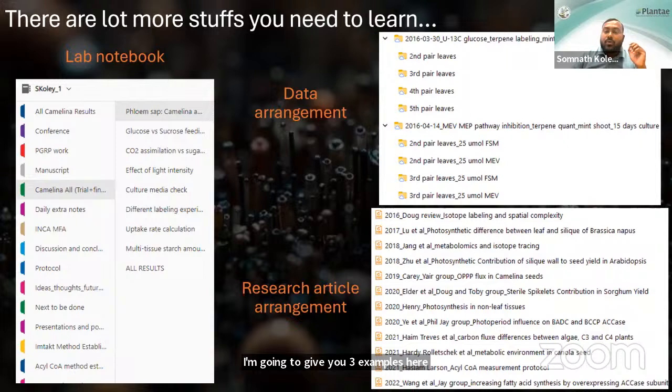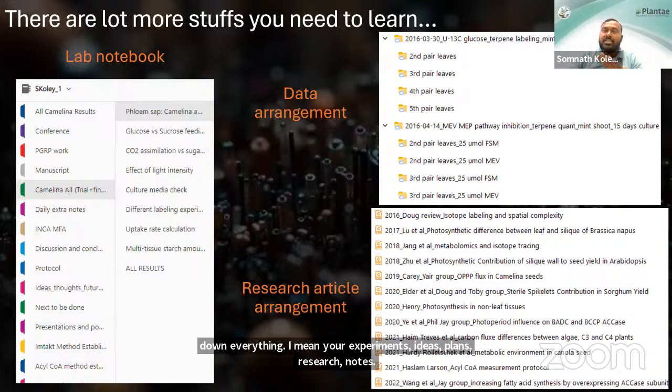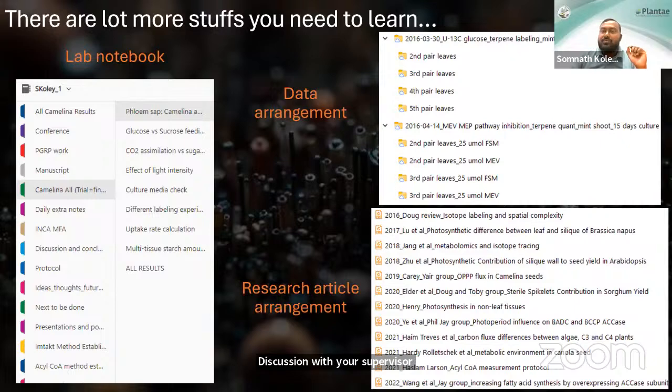First, keep a well-organized notebook. Write down everything, I mean your experiments, ideas, plans, research notes, discussions with your supervisor, essentially anything relevant to your work. And a good notebook will keep you on track throughout your PhD journey.